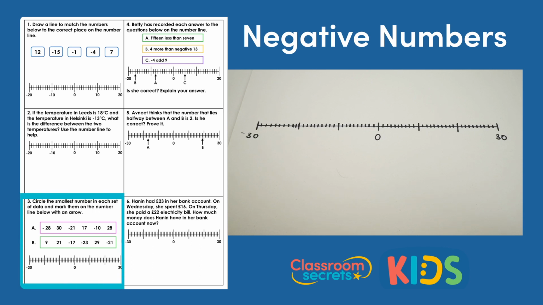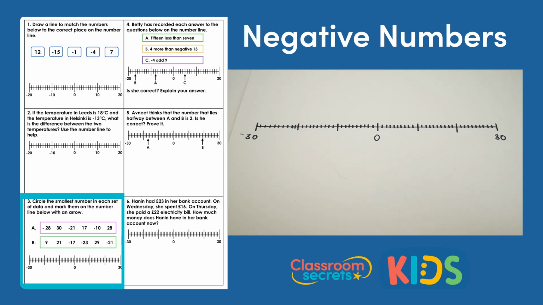So the next question says, identify the smallest number in each set of data and mark it on the number line below. And then we've got two sets of data. We've got set A and set B. The numbers in set A are negative 28, 30, negative 21, 17, negative 10 and 28.